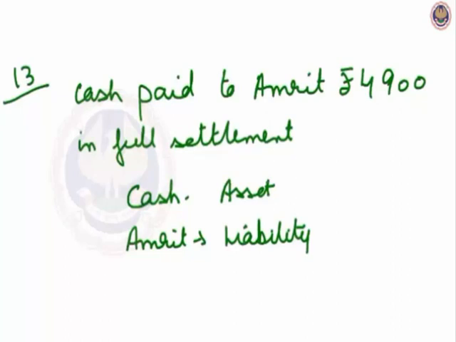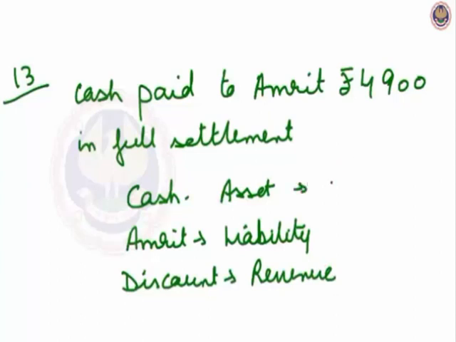In the past transaction which we have done, we purchased goods worth rupees 10,000 from the Amrit and we returned goods worth rupees 5,000 to the Amrit. So balance rupees 5,000 was payable, but we are paying 4,900 in full settlement. So it implies we are receiving a certain amount of discount also. The discount we are receiving is an income, which we can also say is revenue.